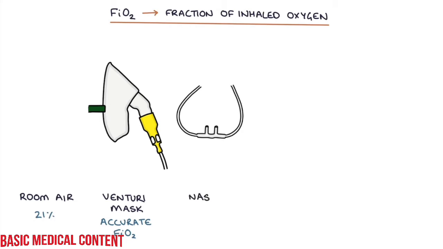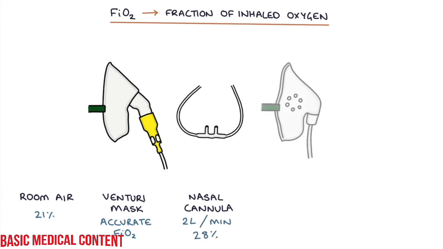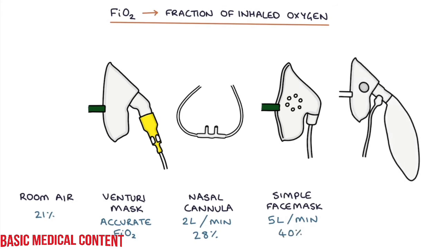For example, nasal cannula with a 2 liters per minute oxygen flow rate gives an approximate FiO2 of 28%. A simple face mask with a 5 litre per minute oxygen flow rate gives an approximate FiO2 of 40%. And a face mask with a reservoir, or a non-rebreather mask, with an oxygen flow rate of 10 litres per minute gives an approximate FiO2 of 95%.